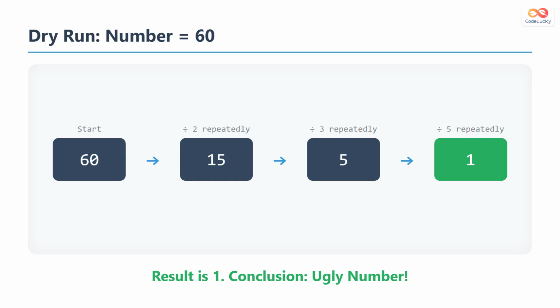Here is a dry run with the number 60. First, we divide by 2 repeatedly to get 15. Then we divide 15 by 3 to get 5. Finally, we divide 5 by 5 to get 1. Since the final result is 1, 60 is confirmed as an ugly number.